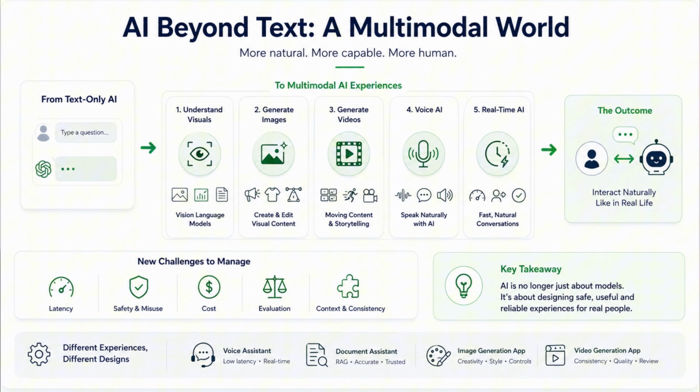In this video, we moved beyond traditional text-based AI and explored how modern AI systems are becoming much more multimodal. We discussed how AI can work with images, audio, and video instead of just text. We understood how vision language models help analyze visual information, how image and video generation models create new content, and how voice AI with real time AI enables natural conversation. So the main message is simple.